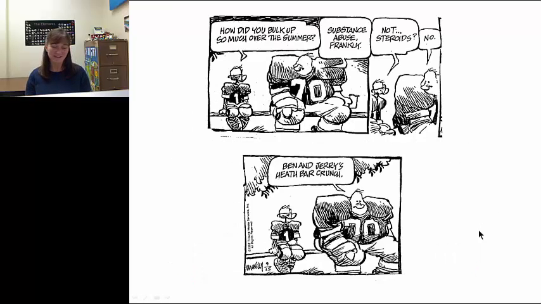And this is a fun slide to sum up the lipid chapter. Kind of cute. How did this real skinny, scrawny football player bulk up so much this summer? This big guy says, substance abuse, frankly. No, not steroids. No, Ben & Jerry's Heath Bar Crunch. So, Heath Bar Crunch having our lipids that are fats and oils, things like that. Steroids can also bulk you up.